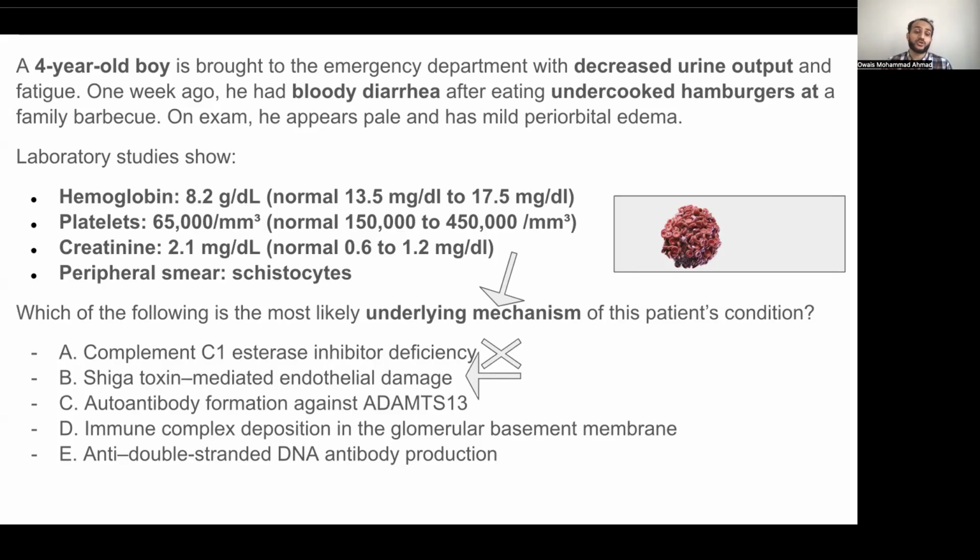Then let's come to the next option over here, antibody formation against ADAMTS13. Over here, I would ask the student, what's ADAMTS13? Hopefully he would say it's a von Willebrand factor cleaving protein. And once we know it's a von Willebrand factor cleaving protein, we have a lot of von Willebrand factor, so we're going to get a lot of clumping, a lot of thrombosis, right? Is it similar to the previous condition? Yes, we're getting thrombosis, right?